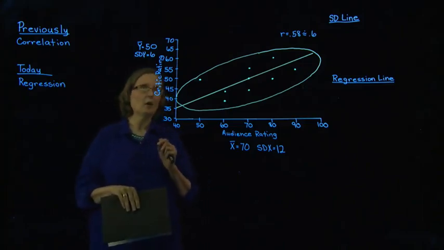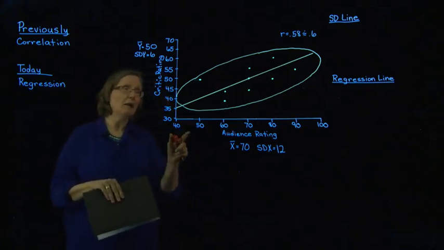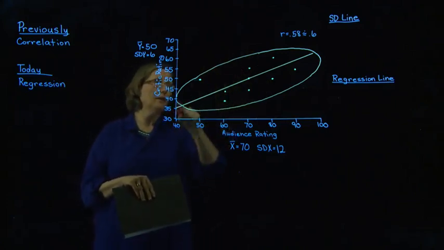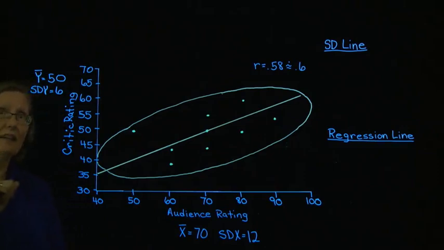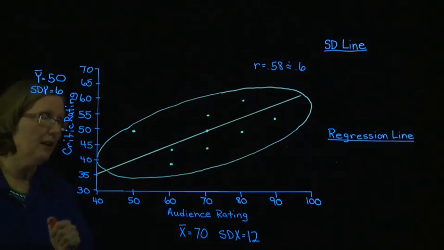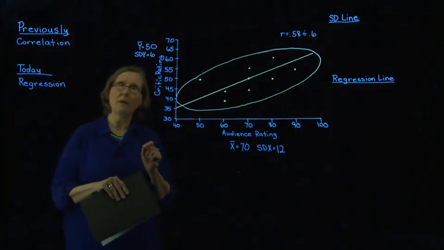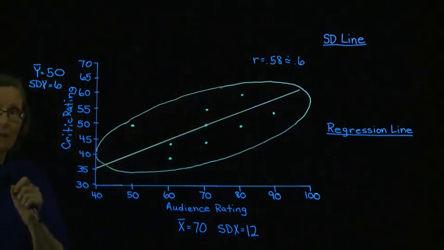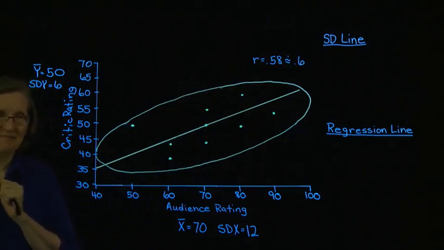Recall from our last video, we were looking at a data set of 9 different movies, and we had plotted the audience rating for those movies versus their critic ratings. The 9 points are here on the scatter plot. Also recall that the mean of y was 50 and the standard deviation was 6. The mean of x was 70 and the standard deviation of x was 12. When we estimated our correlation, we got 0.54. On JMP we got about 0.58, and so I'm going to round that and use 0.6 for our calculations today. So, you ready to calculate the regression line? Let's do it.